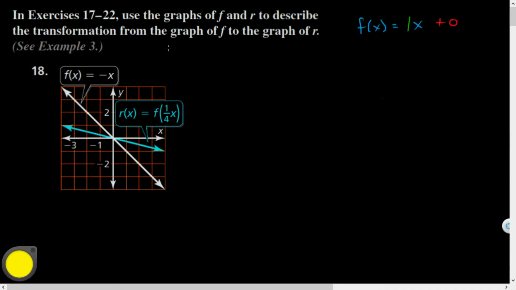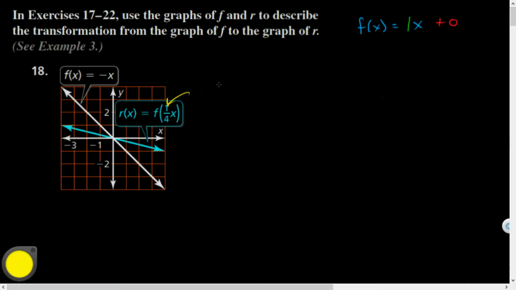Like, for instance, in question 18, it says, use the graphs of f and r to describe the transformation from the graph of f to the graph of r. And check this out. So this one's actually a little bit sneaky. This wasn't a translation that went from this white line to the blue line. It looks like it was a shrink, maybe? Actually, whoa, guys, I was looking at it wrong. I was assuming there would be some form of a vertical shrink that made this happen, but they actually told us what this was.